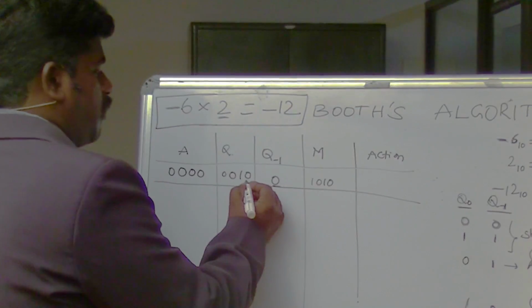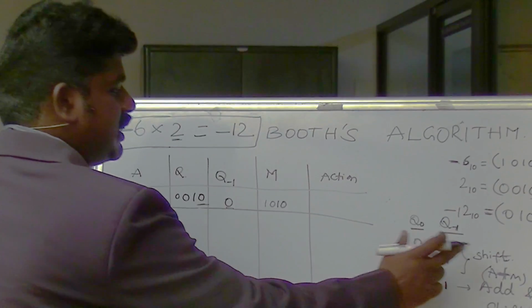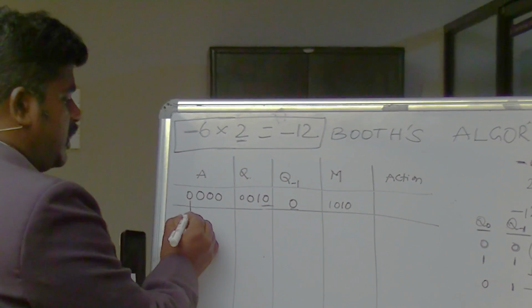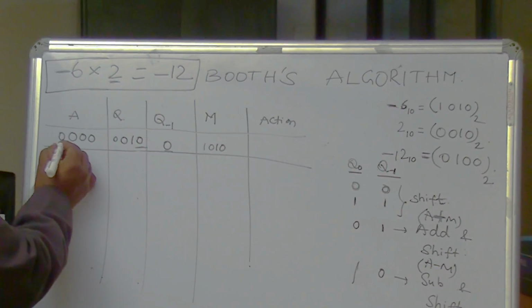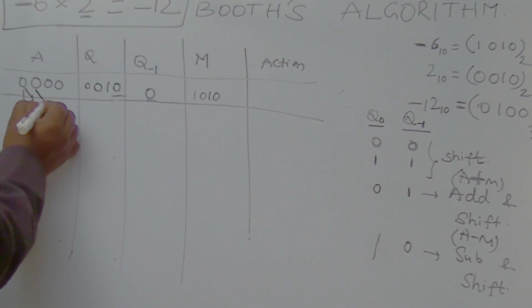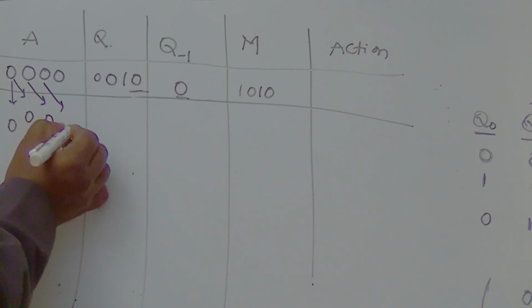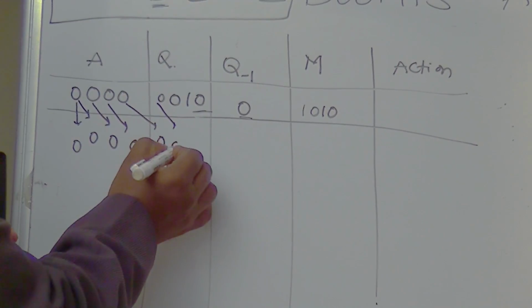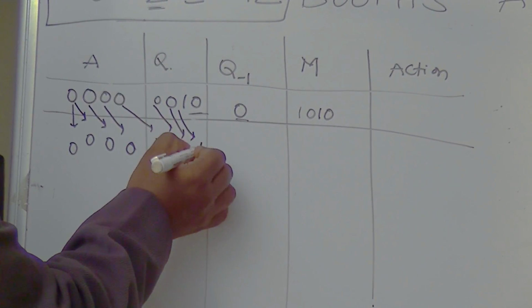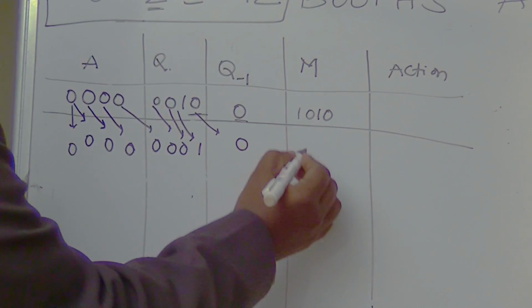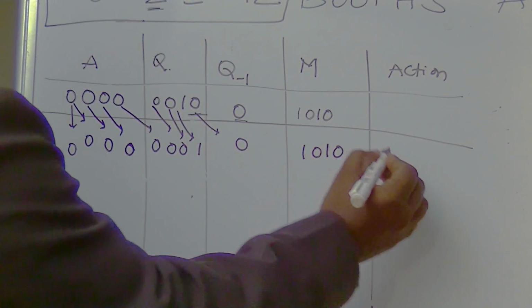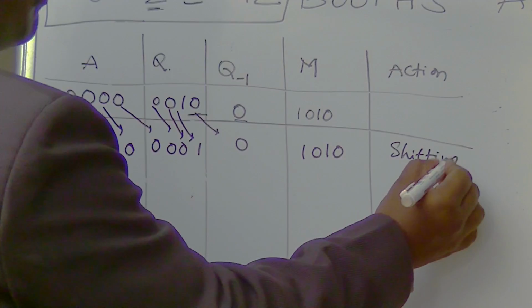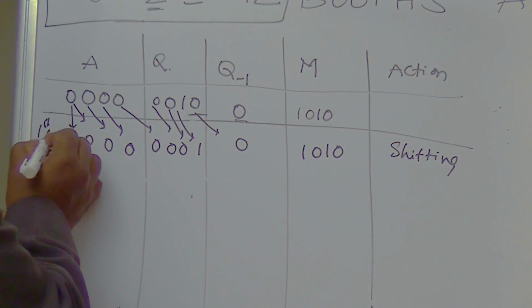Now both bits are 0 0, so we go for only shifting. A right shift means the first bit we copy as it is, and the next bit is shifted to the second position, the third position to the fourth one, and then the fourth one to the Q part. Then 0 to 0, 0 to 0, 1 to 1 and 0 to 0, and copy the value of M as it is. So the action we have performed here is shifting. Once the shifting is over, the first step is also over.